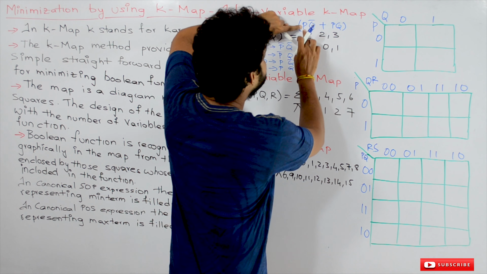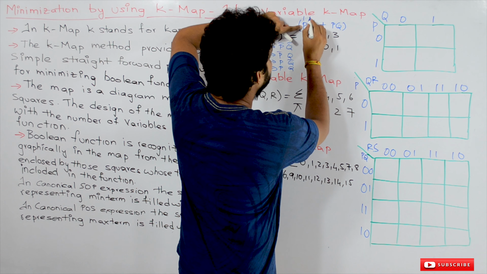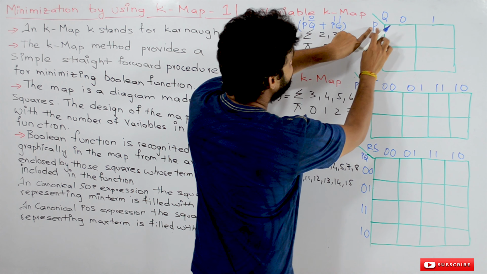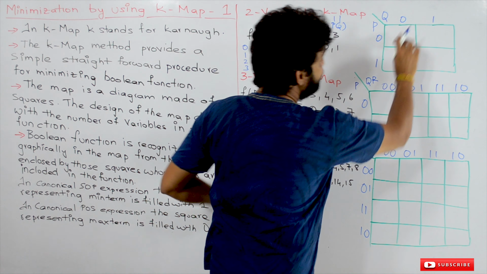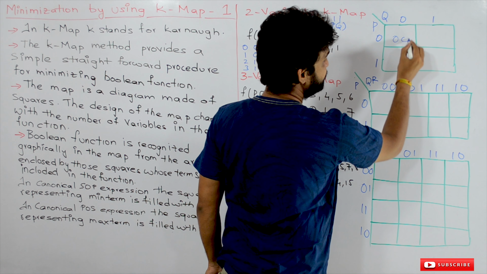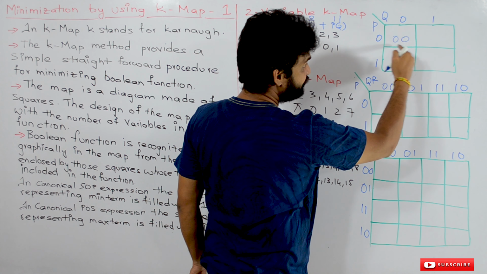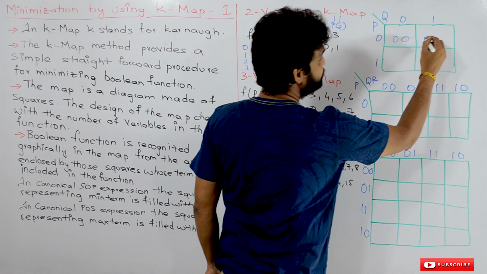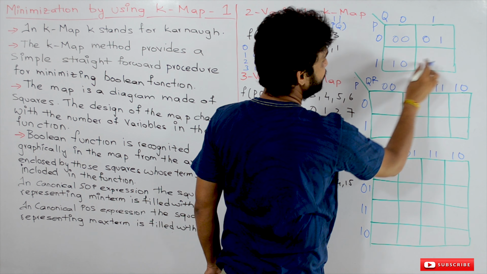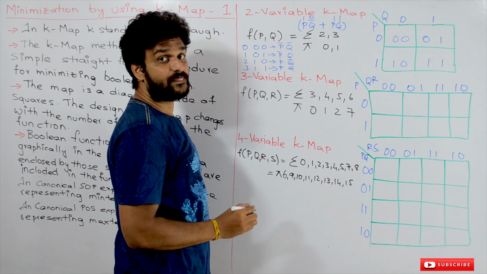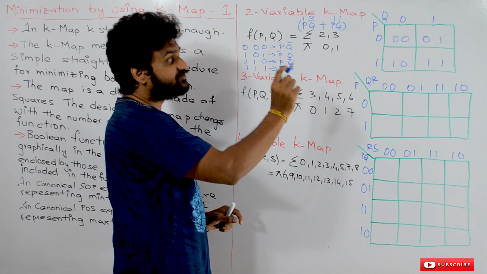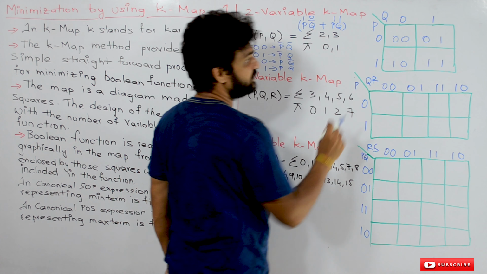So what does this mean? PQ bar is represented as 1, 0. PQ is represented as 1, 1. See here, what is the square representing? This square is representing 0, 0. Similarly, this square is representing 0, 1, this square is representing 1, 0, and this square is representing 1, 1. So each and every min term is filled with a 1 in its corresponding square.